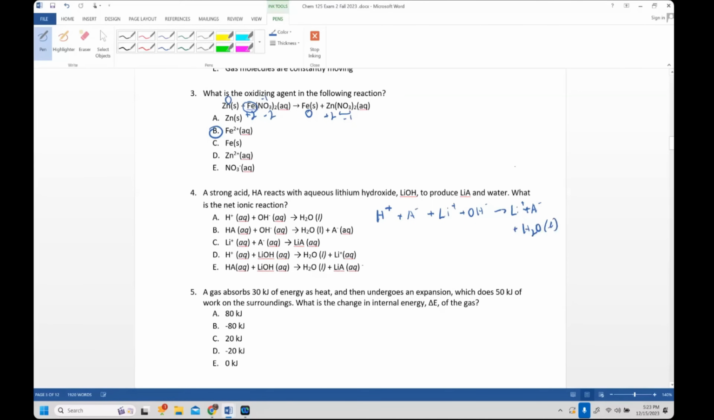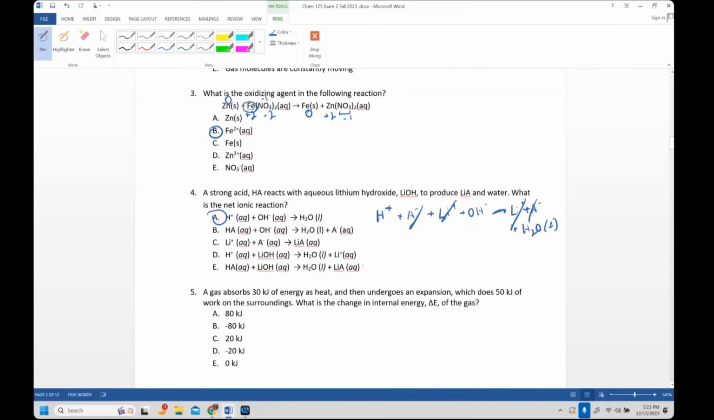So for the net ionic equation, we can cross out everything in the complete ionic equation which is true on the left and the right side. So we'd end up with simply water. So it'd be H plus OH minus equals H2O, liquid. And this is the case for all acid-base reactions, at least for strong acid, strong base, for their net ionic equation, it's simply just water.